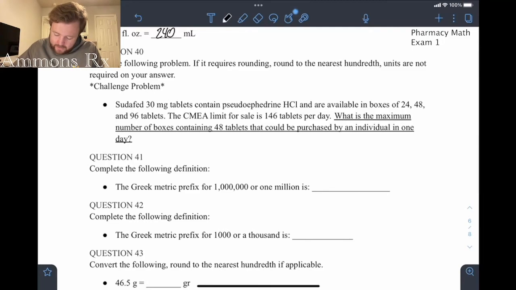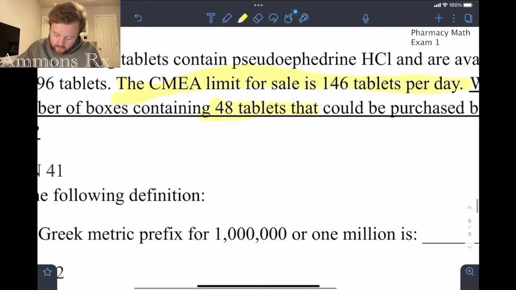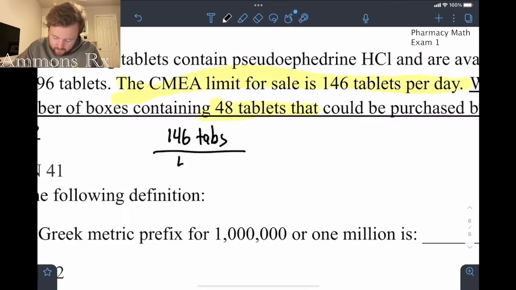Maximum number of boxes containing 48 tablets in 1 day. So this is the limit in this situation. Has 146 tablets divided by 48.